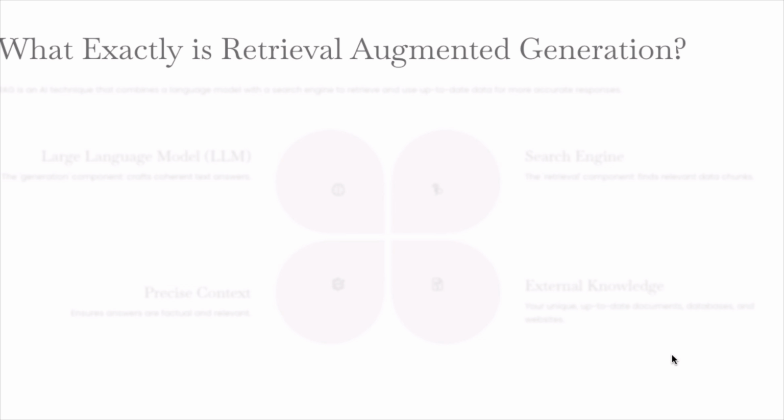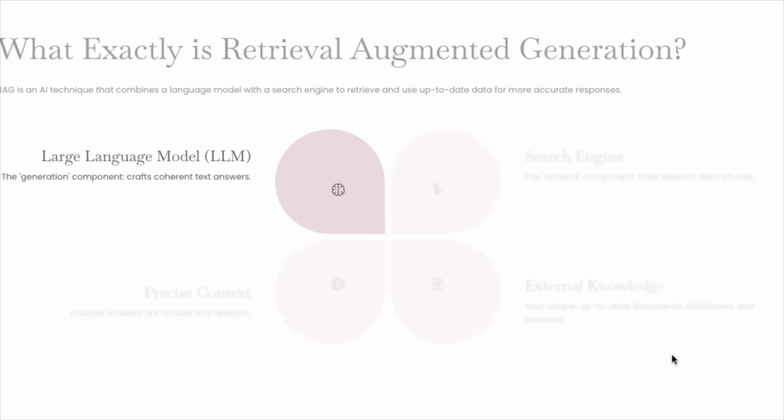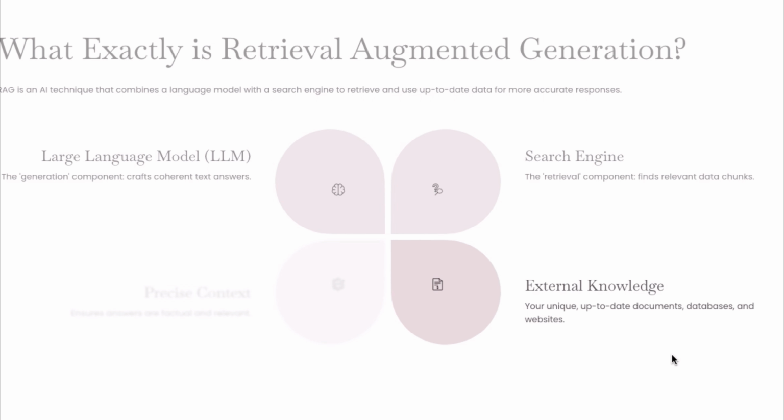Demystification time. What exactly is retrieval augmented generation? At its core, RAG teams a powerhouse language model with a laser focused search engine over your private data. That means no more generic ChatGPT vibes. The four pillars: one is the large language model, LLM, your creative answer engine. Two is the search engine, hunting down relevant data nuggets. Three, we have your external knowledge. Think of it as documents, databases, or even your CRM. And four, we have precise context, keeping your answers factual and hallucination free.